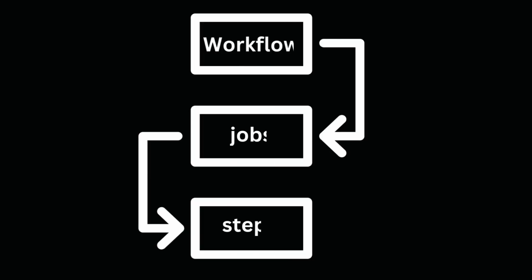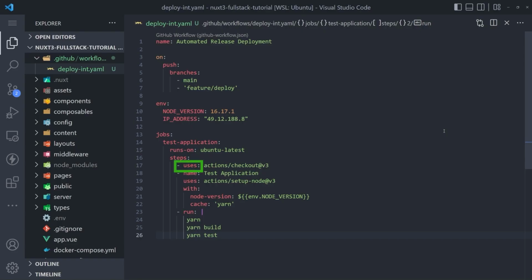So each workflow consists of one or more jobs, and each of those jobs consist of one or more steps. And inside of those steps is where we actually run our commands. So if you'll see, this uses comes from GitHub. And if you go to GitHub and you search that, you can actually find the code for it. And we're going to name this particular step test application.